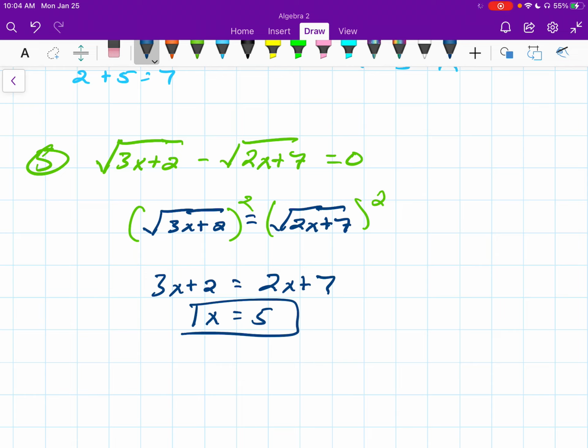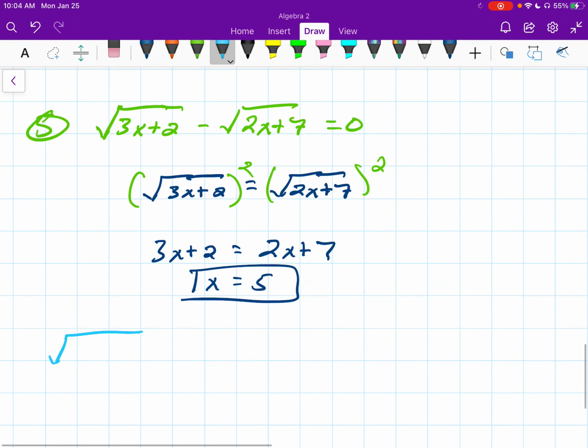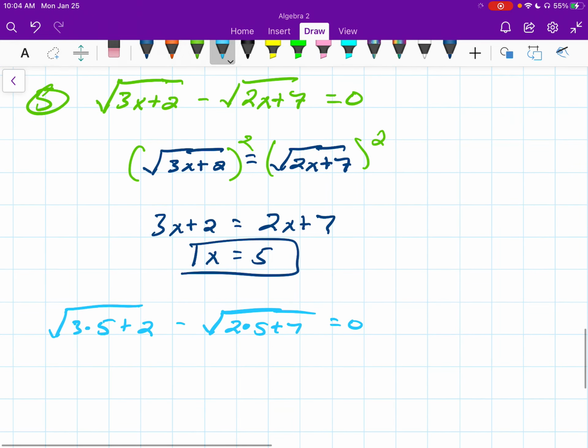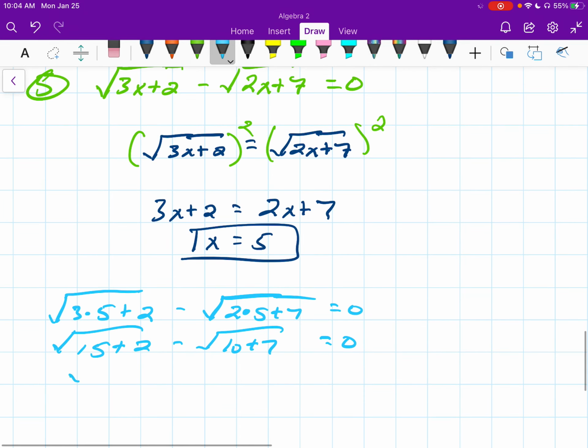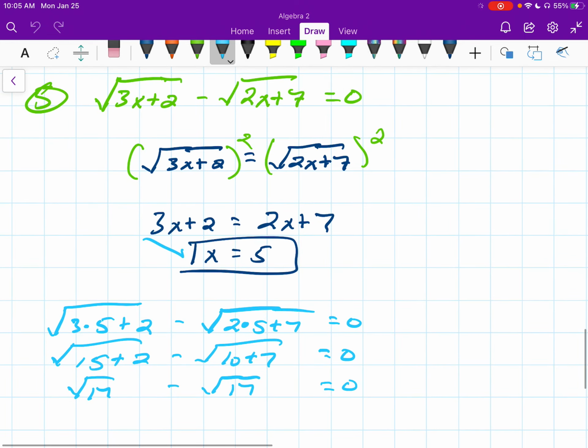Now, we still need to check for extraneous solutions. Even if you only have one solution, you still need to check it, because it could be that there's no real solution to it. So plugging this back in, I'm going to say I have root 3 times 5 plus 2 minus root 2 times 5 plus 7 is 0. All right, I'm plugging back into the original problem. So this is going to be root 15 plus 2 minus root 10 plus 7 is 0. This is root 17 minus root 17 is 0. So that's good. That checks out. And that's our answer.